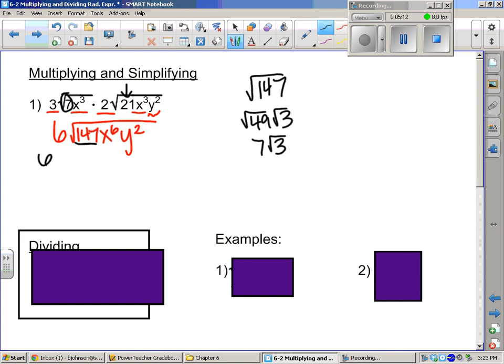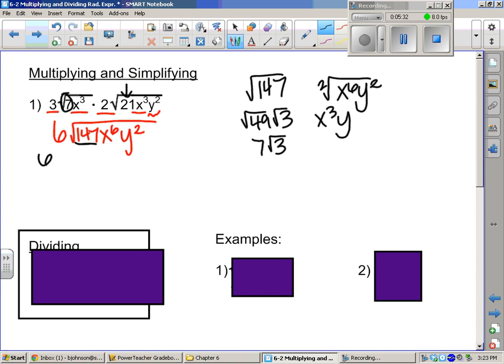Okay, now I'm going to do my letters. I've got x to the 6th and y to the 2nd. Remember, this is a square root, so we're looking for groups of 2, and everybody's got a buddy. Yeah, nice. So 3 x's will come out and 1 y will come out. There are no people trapped inside.